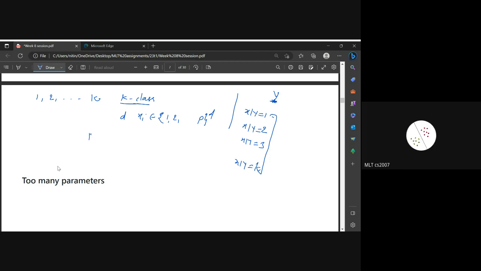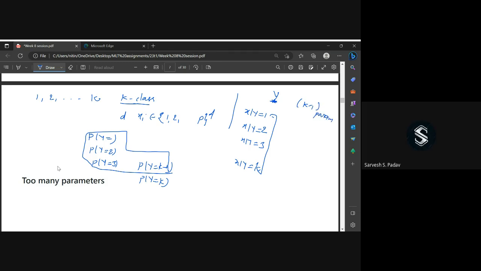Because if I know p of y equal to 1, p of y equal to 2, p of y equal to 3, up to p of y equal to k minus 1, if I know these values, I know p of y equal to k. So these k minus 1 values I need to estimate. So for the y distribution, I need to estimate k minus 1 parameters. It's basically a K-sided unbiased die. You can think in that manner as well. Okay, now I know the distribution of y. Once I have estimated these values, I know the distribution of y. Now I need to estimate this distribution as well. For everything, it goes in a similar manner.